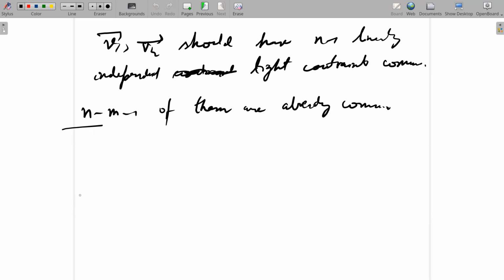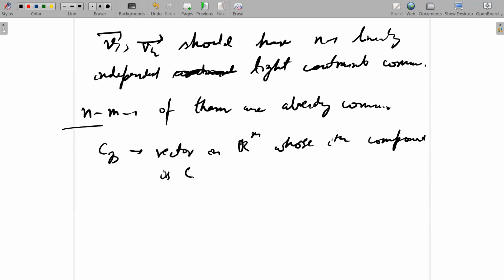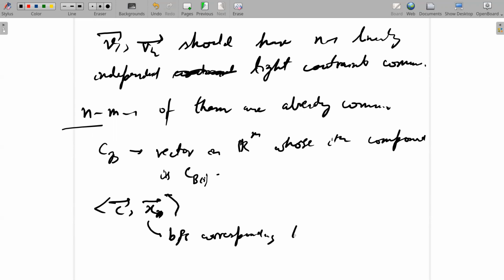All right. So now let CB be the vector in Rm whose ith component is C_Bi. This is just notation. The reason we need this notation is that if I'm looking at a basic feasible solution, outside of this index Bi the entries are 0. So if I'm looking at C dot X, where X is a BFS corresponding to the basis B.